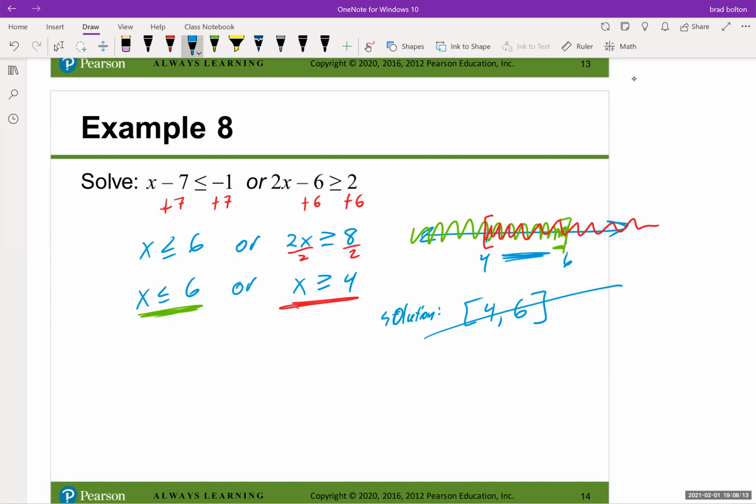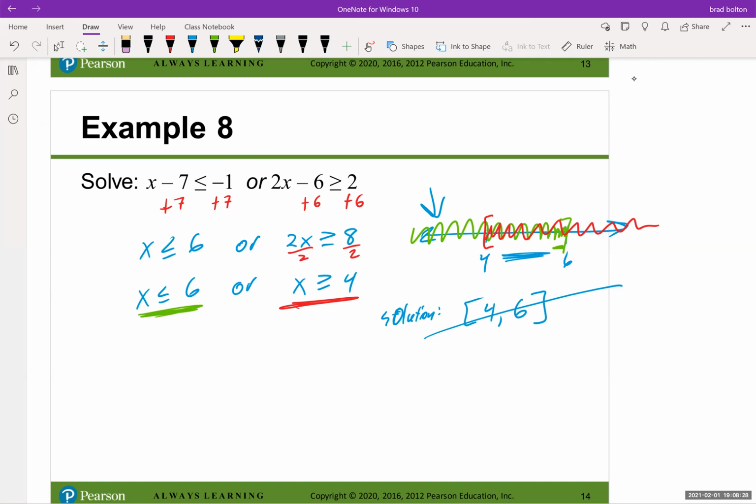You're saying the only numbers that work are between 4 and 6. So 4.2, 5.1, 5.8, 5.7. All of those will work. But what about a number over here? You're saying they don't work in this OR statement. So what's a number to the left of 4?